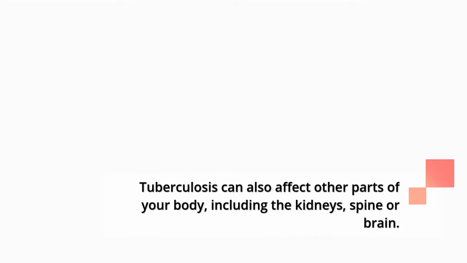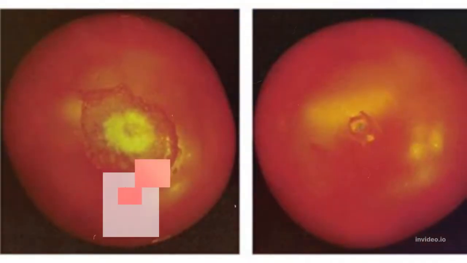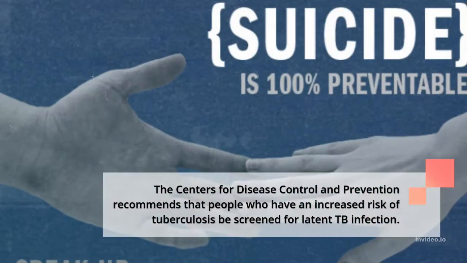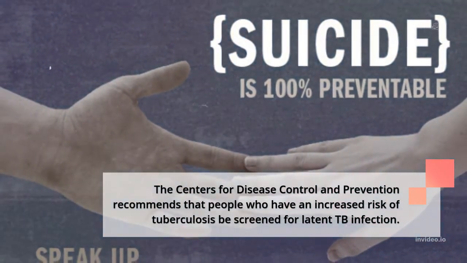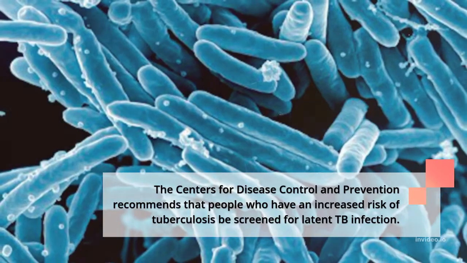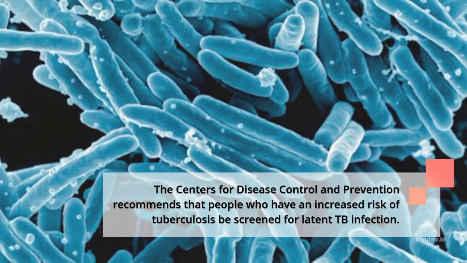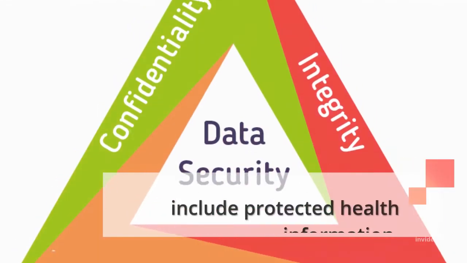Tuberculosis can also affect other parts of your body, including the kidneys, spine or brain. The Centers for Disease Control and Prevention recommends that people who have an increased risk of tuberculosis be screened for latent TB infection.